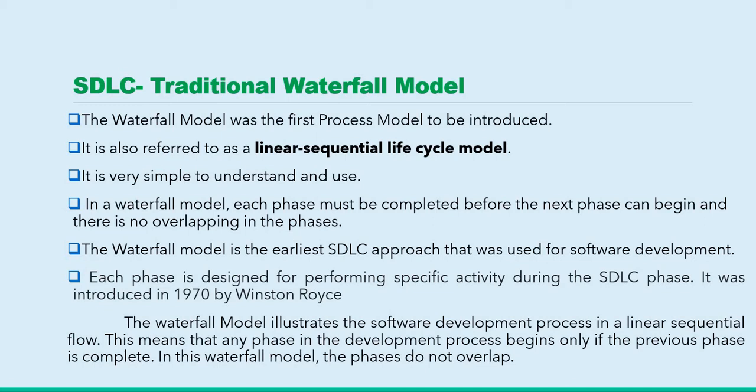The waterfall model was the first process model to be introduced. It is also referred to as the linear sequential life cycle model. It is very simple to understand and use, right? In a waterfall model, each phase must be completed before the next phase can begin, and there is no overlapping in the phases. Alright, that means one phase will follow another phase. There will be no intersection or overlapping among the phases.